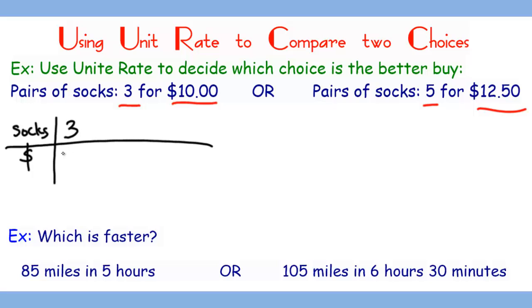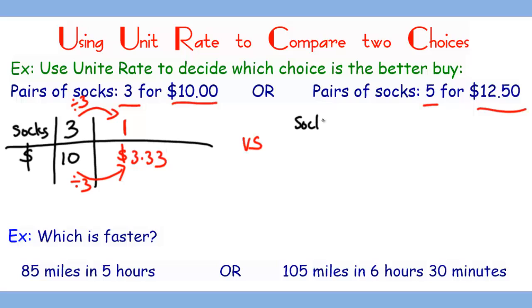This is 3 socks to $10, and we will convert them into one according to which one makes more sense. Since we did a similar example before, we will buy socks in wholes. So this is the one that we wanted to be in whole. That means we will divide this ratio by 3 on both the numerator and the denominator, and we get $3.33 rounded, versus 5 pair of socks for $12.50.